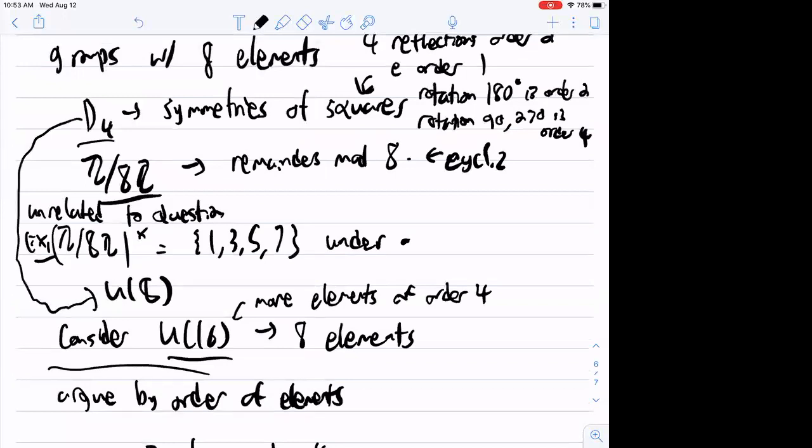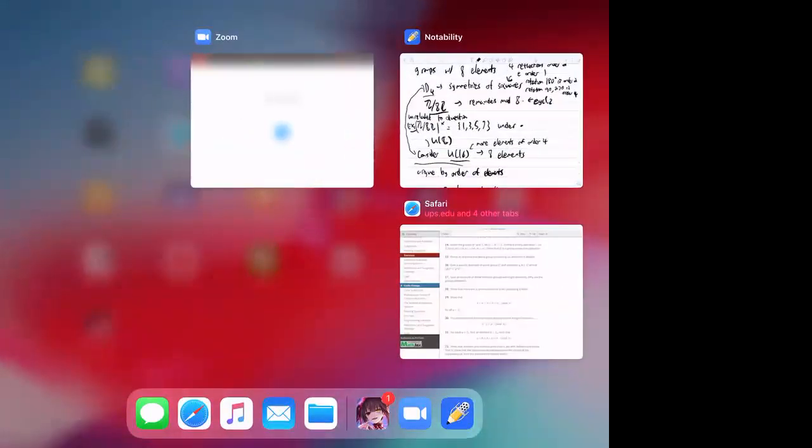Sorry, not U8, U16. T4 and U16 are different. Z8 is clearly different, because Z8 is cyclic and the other 2 groups are not. But to argue the other 2 groups are different, use the order of elements.